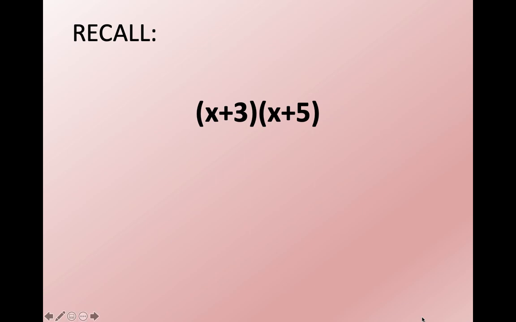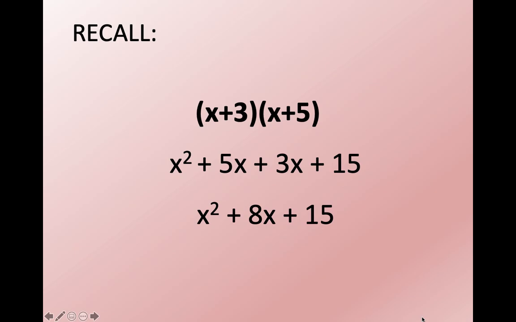So recall from earlier in the chapter that when you multiply the two binomials shown, x plus 3 times the quantity x plus 5, you would get x squared plus 5x plus 3x plus 15, which simplifies to x squared plus 8x plus 15. In this lesson, we are going to reverse that process and work backwards.